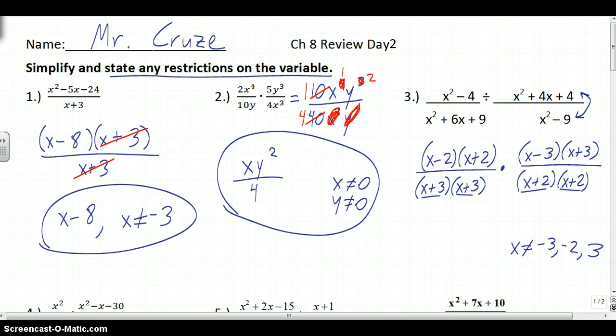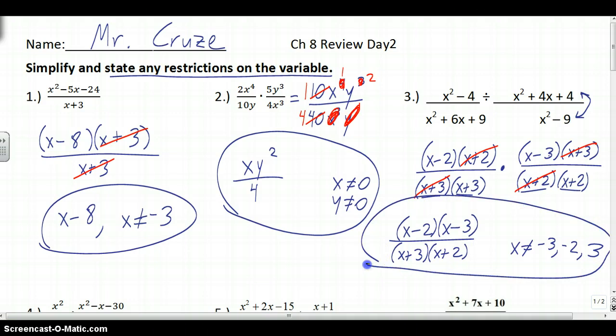Now you may cancel. This x plus 3 and this x plus 3 cancel. Let's see, x plus 2's cancel. And that is it for that. So, it factors into x minus 2 and x minus 3. And in the denominator, we have x plus 3 times x plus 2. You do not have to FOIL those out. You can if you want to, but I feel like that's just another place to make a mistake. Okay?